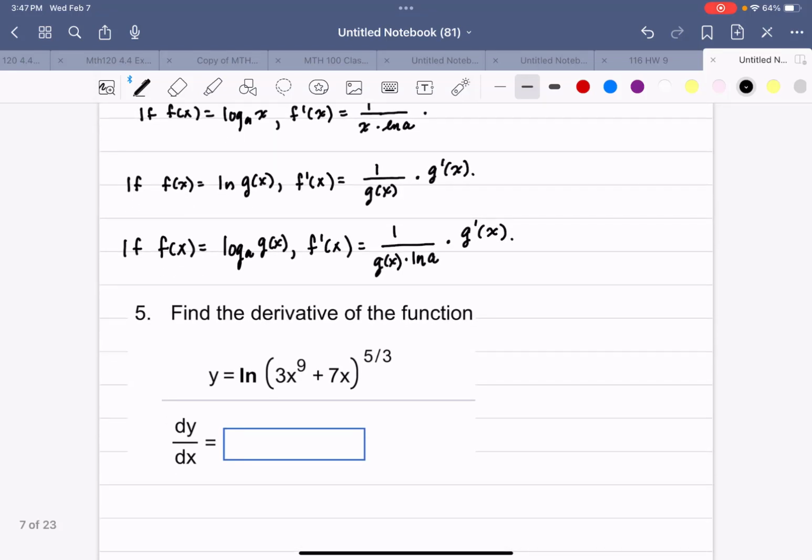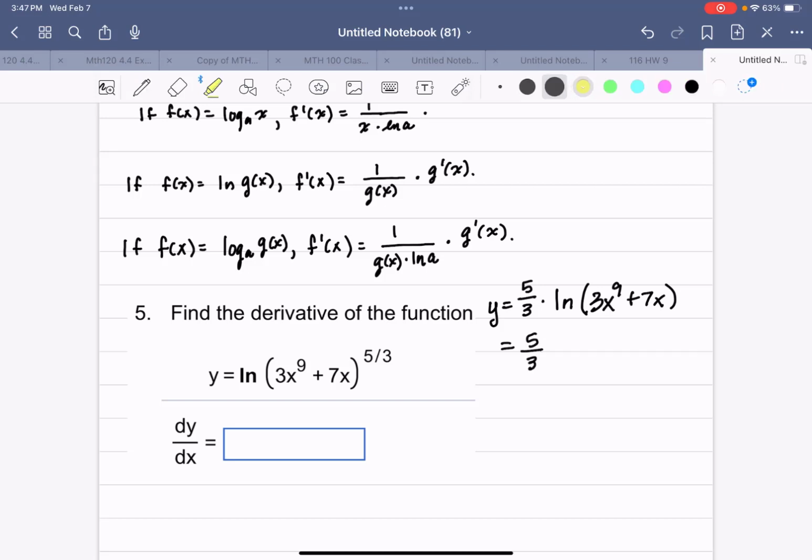Example 5. Find the derivative of the function y equals the natural log of 3x to the 9th plus 7x, all raised to the 5/3. And I'm definitely going to take advantage of the fact that because it's a log, I can put the multiplication of that exponent in the front. So I'm going to rewrite my function first. And now I'm going to use this rule for natural logs that have a function as the argument.